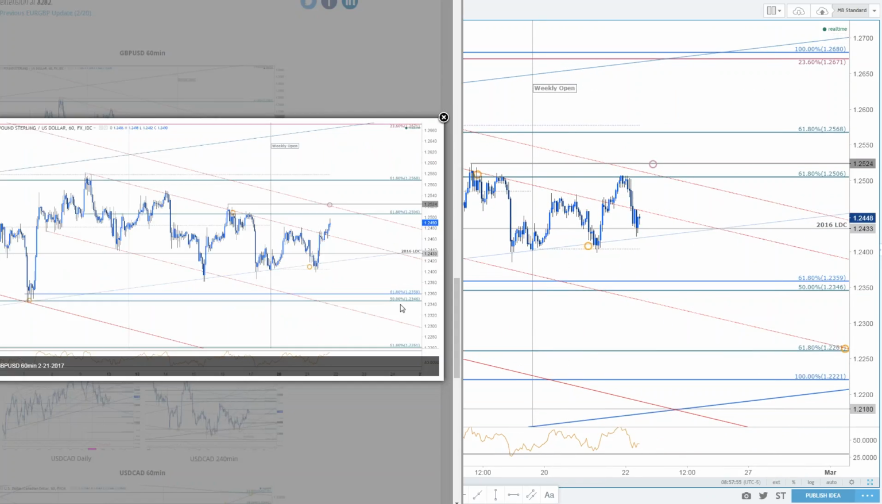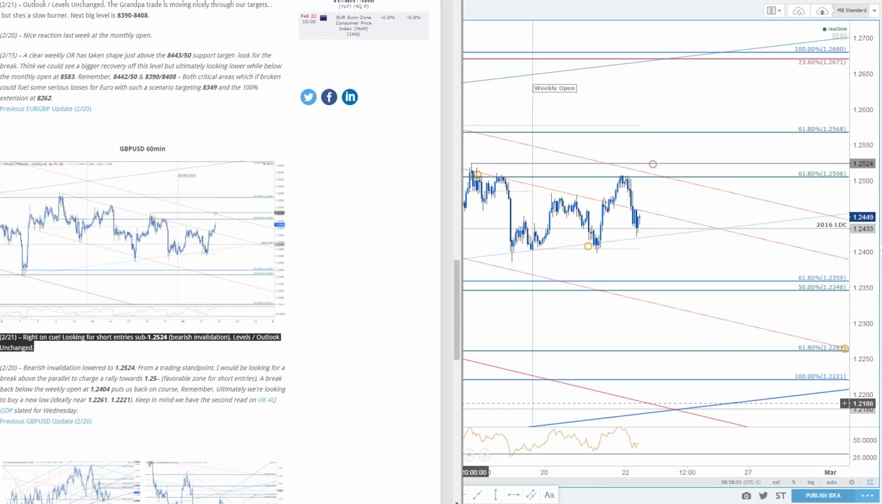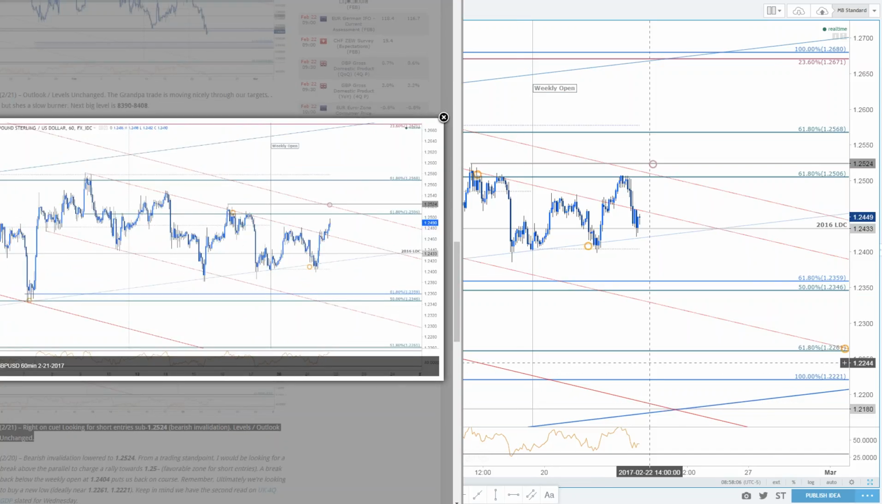Any questions on Sterling? All right, we're making good time here. That is British pound. Nice turn at resistance. That was number five. Number six, Dollar Cat.